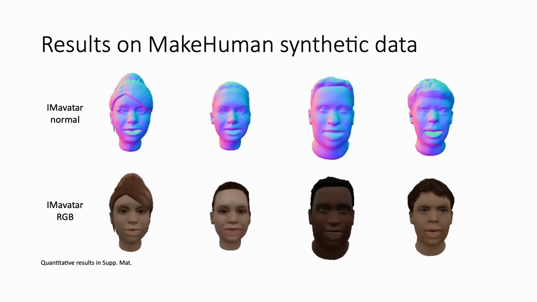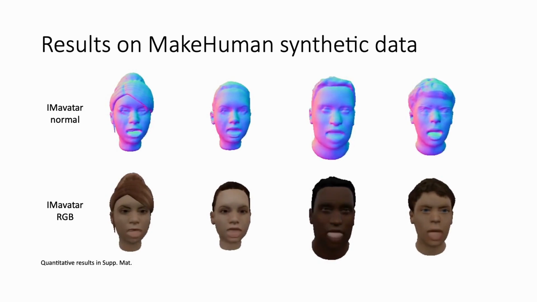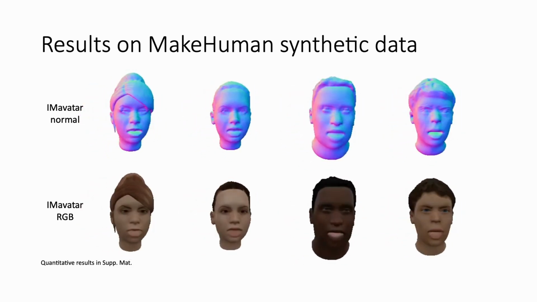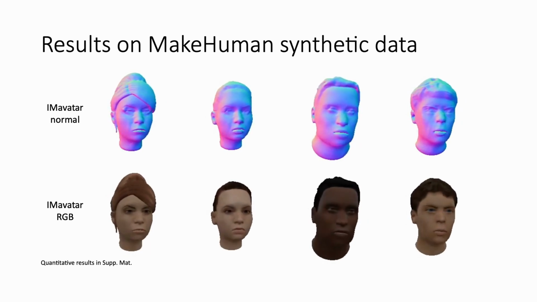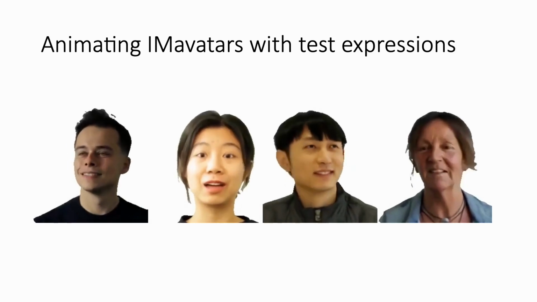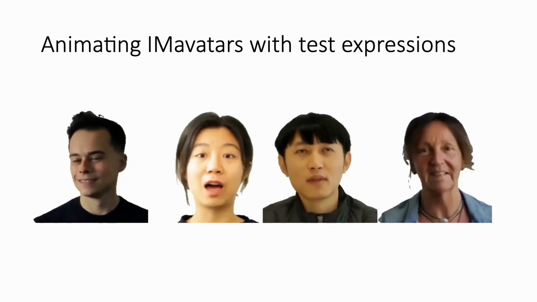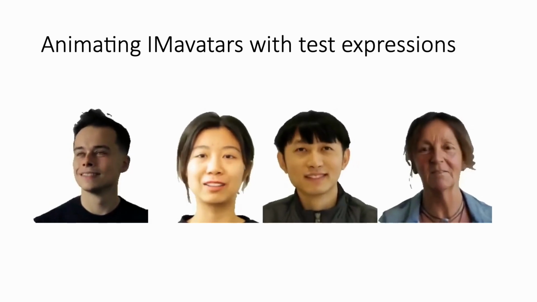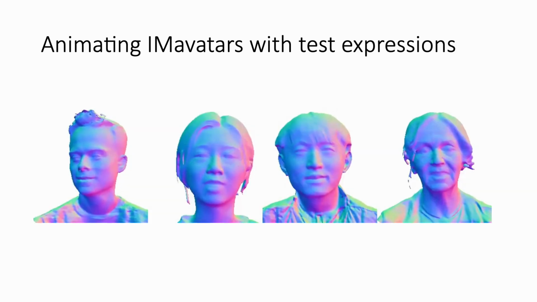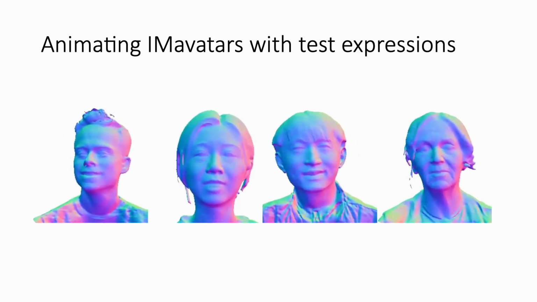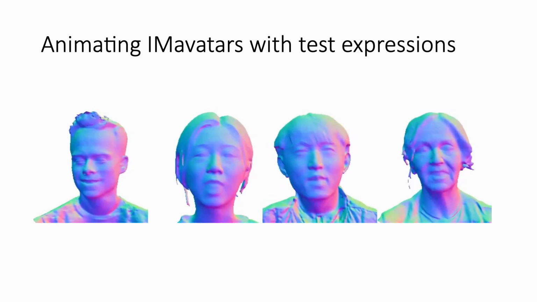Now let's see some results. First, we show our results on the MakeHuman synthetic dataset. IMAvatar can learn detailed geometry and texture from monocular video and generalize to novel poses out of the training distribution. IMAvatar can also learn from real sequences and can be correctly animated using unseen expression sequences. Note that the details are not only in the texture space, but also in the deforming facial geometry.